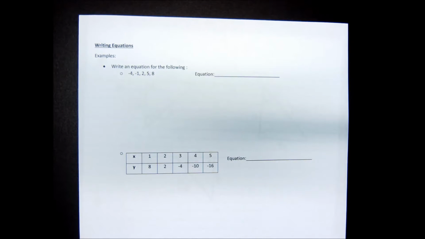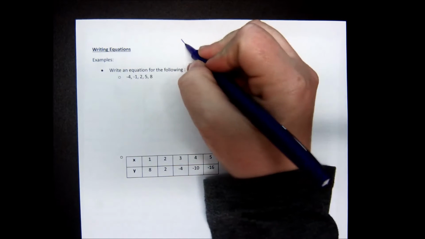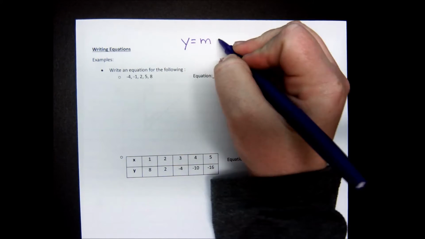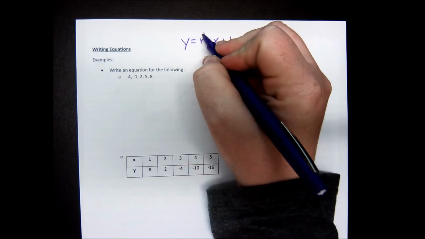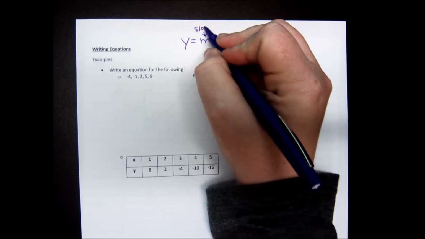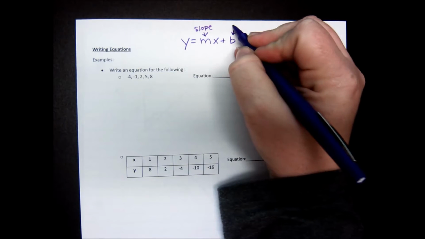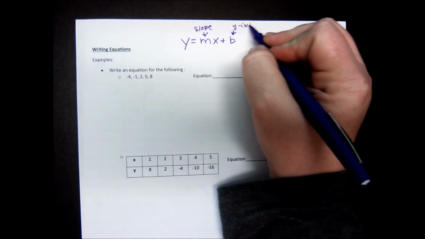Writing equations from sequences and tables. So we know that we write equations as y equals mx plus b, where m is our slope and b is our y-intercept.